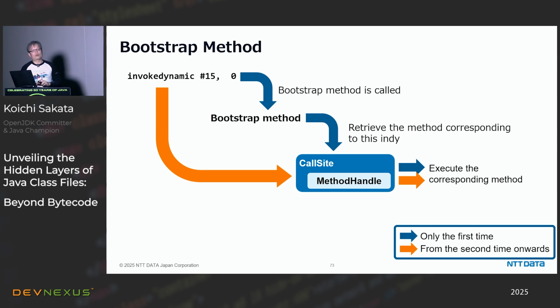A bootstrap method is called when the JVM executes an invoke dynamic instruction. It retrieves the method corresponding to this INDI as an instance of the method handle class. The bootstrap method returns a call site instance that has the method handle. This occurs only for the first time.